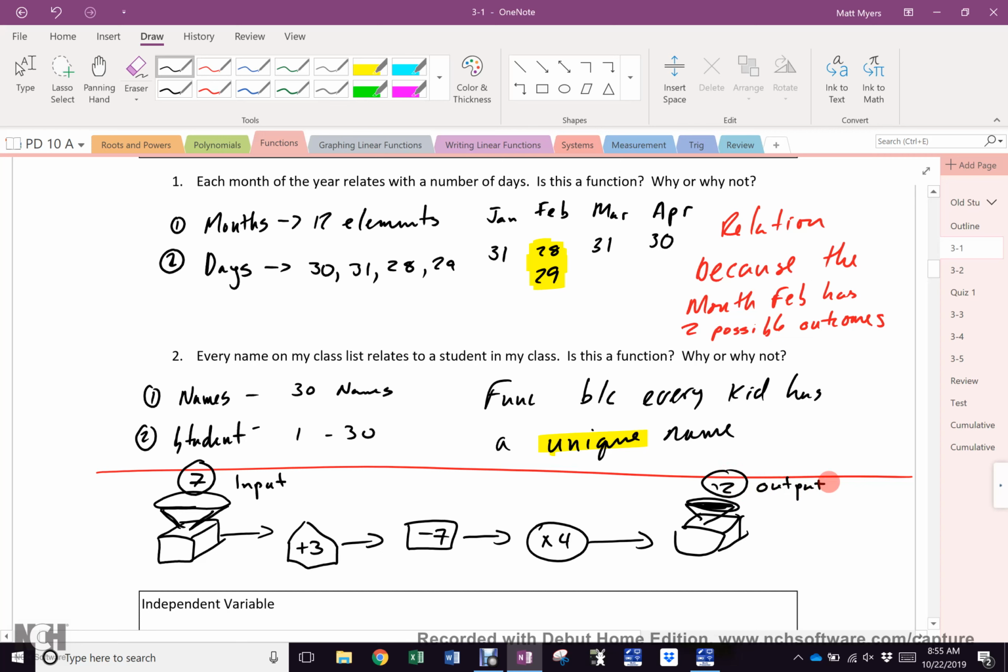Now, this is called a function machine because whatever you put in here will always give a unique output here. There is no other number I could drop in here and get 12 if I follow these rules. Does everybody understand? That's what makes it a function. So that's new vocab for you. Inputs and outputs. So all of these, you could say January was the input, 31 was the output.